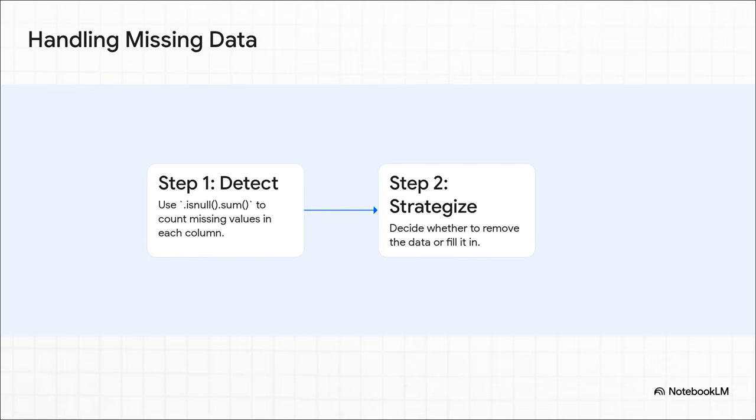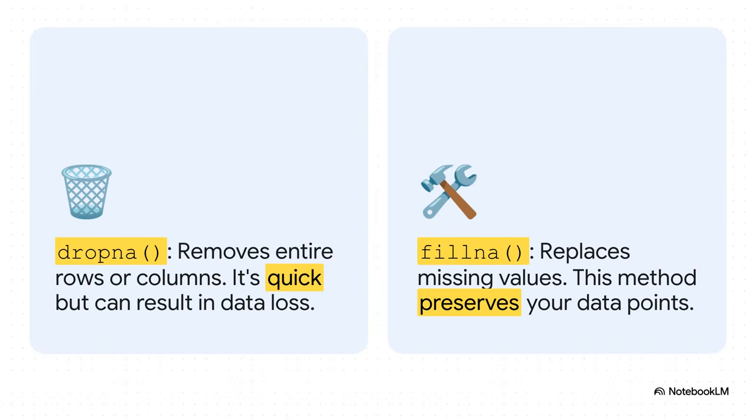Okay, so first things first, those pesky missing values. You can't fix what you can't find, right? So step 1 is all about detection. One simple line of code, df.isnull().sum(), and boom, you get a full count of every missing value in every single column. Once you know just how big the problem is, then you can move on to step 2, figuring out your strategy. And that strategy really comes down to one big choice. Do you remove or do you replace?